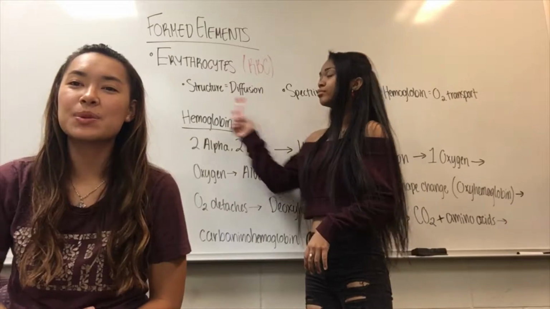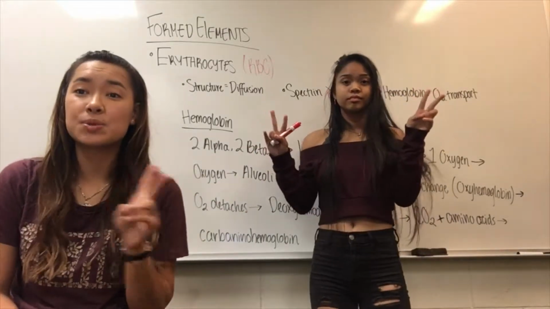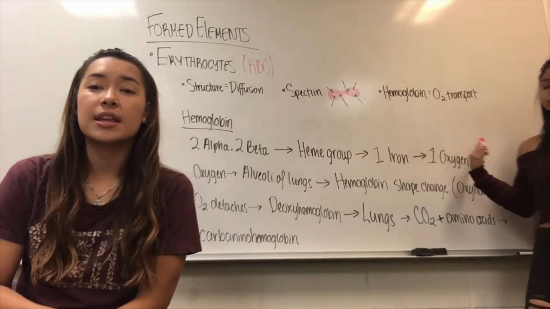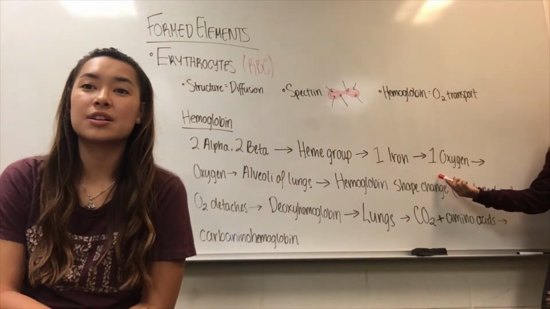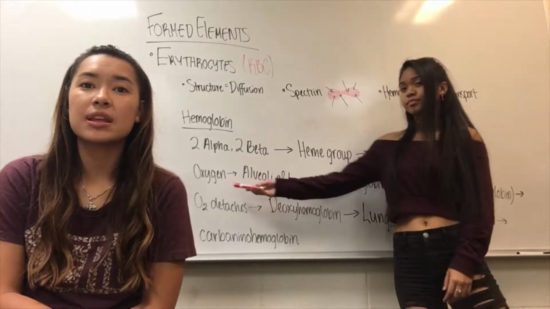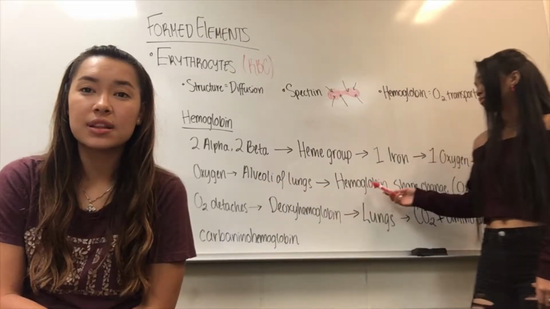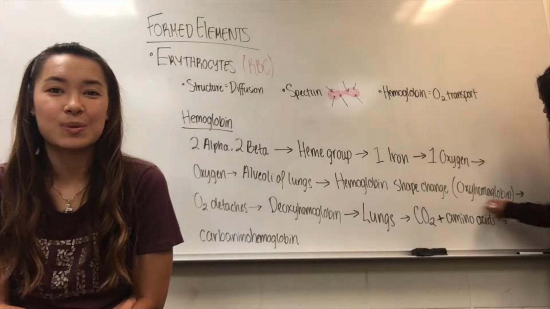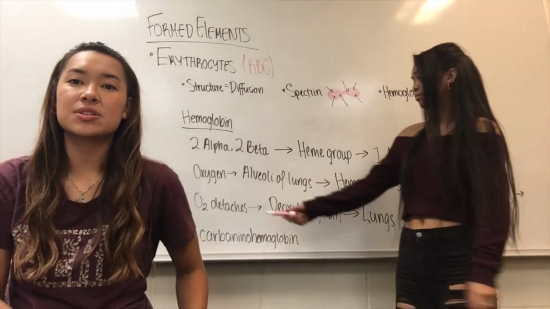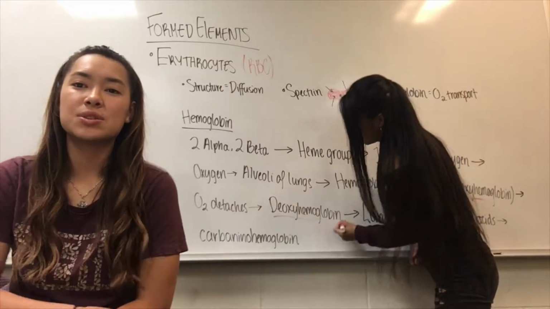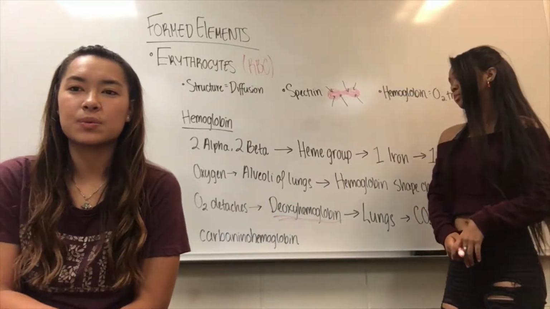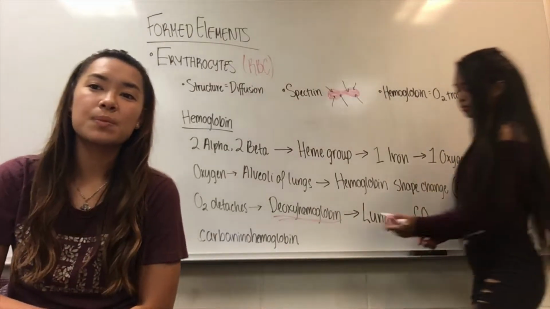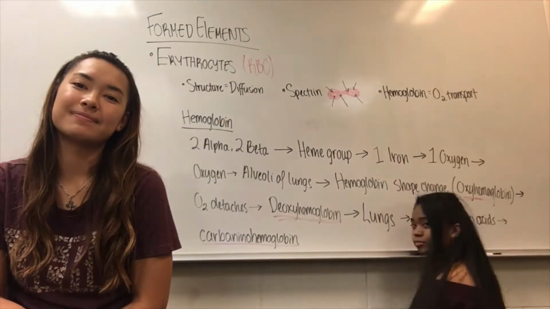The structure of hemoglobin is made up of 2 alpha and 2 beta chains. Each chain holds a heme group, which holds 1 iron, and each iron holds 1 oxygen. Oxygen is loaded in the alveoli of lungs, causing the hemoglobin to change shape, making it into an oxyhemoglobin. Oxygen detaches in the tissue, then it forms into a deoxyhemoglobin, which is carried to the lungs. Carbon dioxide binds with amino acids of globin to form carbaminohemoglobin.